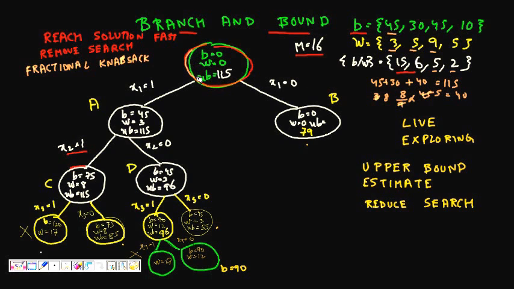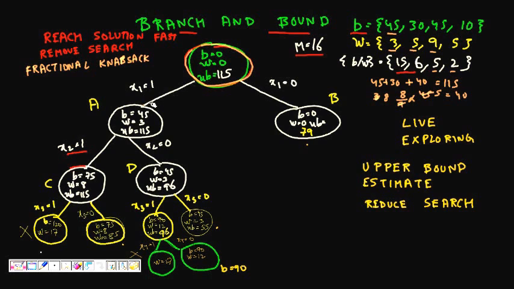So this is the maximum benefit I can get using the given benefits and weights, the items and the constraint of the knapsack. So 115 is the maximum I can get at the root. This is the upper bound of your benefit.